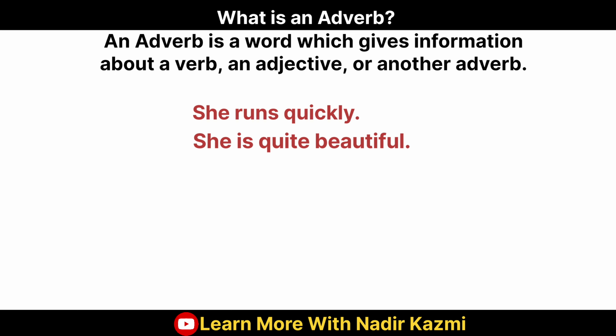Now look at this sentence. She runs too quickly. Here too is another adverb which is telling us more about the adverb quickly. It is telling that she runs quickly, but to what extent? Too quickly. So you saw that an adverb also modifies another adverb.